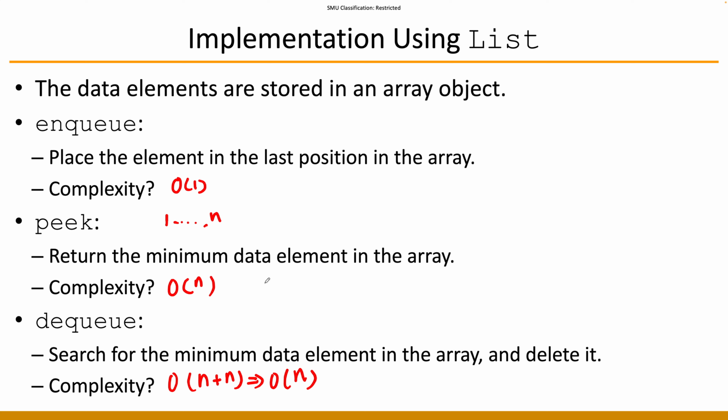Okay, so the question here is, can we do better? If you look at enqueue, you're already constant time, so not much you can do. For peek, this is the place where potentially you can do better. For dequeue, no matter how efficient you are in identifying the minimum data element, you will still need to shift the elements inside the array after deletion. So that part cannot be avoided, and the complexity in the worst case will still be O(n). But the picking operation doesn't need to take linear time every time.